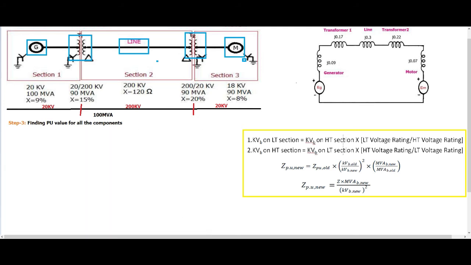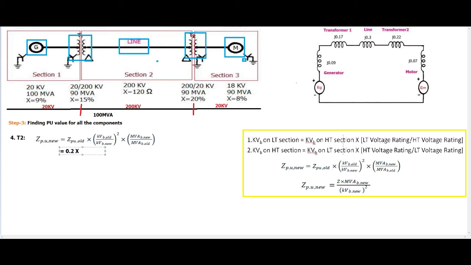Then the fourth component, we will go for the fourth component. The fourth component is transformer 2, correct? Its reactance is again given in per unit value, so we have to choose the first formula, correct? So just substitute the values, we'll get the answer. So what is its old per unit impedance for transformer 2? It is 0.2.